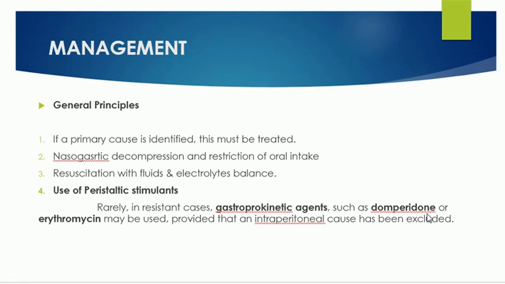Number two, gastrointestinal distension must be relieved by nasogastric decompression and restriction of oral intake. Then we should give close attention to the fluid and electrolyte imbalance, monitored with daily investigations like serum electrolytes and the volume. Use of peristaltic stimulants: in resistant cases, we use gastroprokinetic agents such as domperidone or erythromycin, because they increase intestinal motility, provided that an intraperitoneal cause has been excluded. So after excluding the intraperitoneal cause, then we can think about these agents which increase intestinal motility.